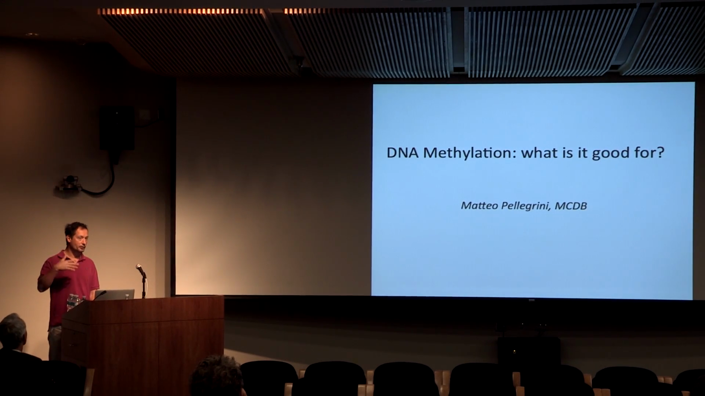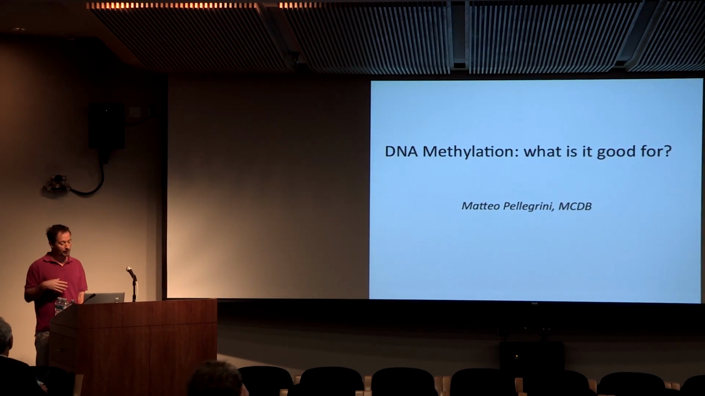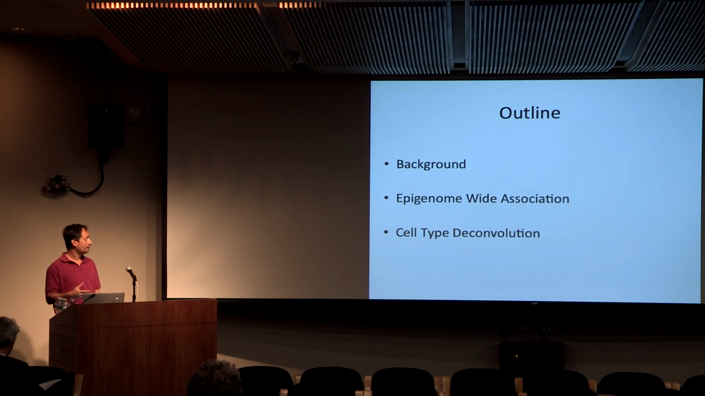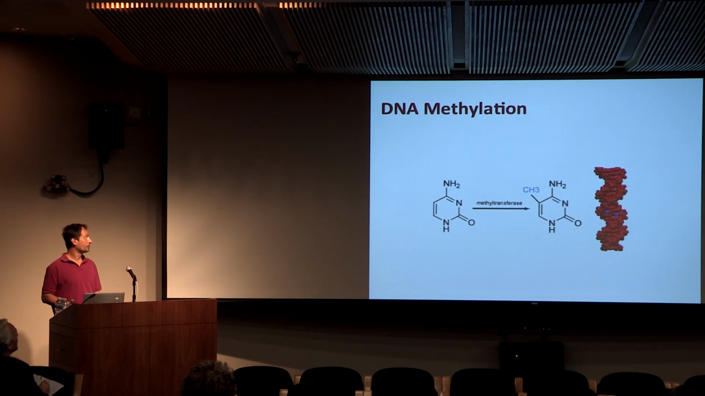So what I thought I would do is just cover a few topics associated with DNA methylation, give some background, and cover some topics. It's really more of an applied talk to address the question: how can we use DNA methylation to understand the systems that we're studying? I'll give some background, and then I'll talk about two applications. One is the use of DNA methylation for association studies, and the second is to use DNA methylation to understand the cell type components of mixtures.